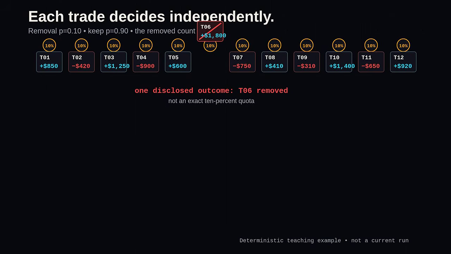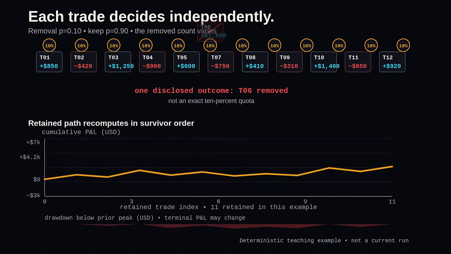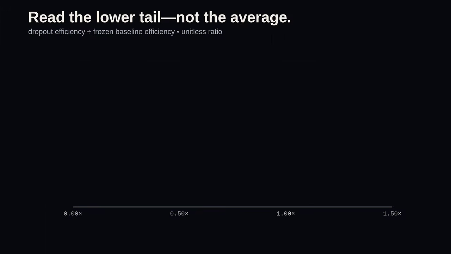Repeat that removal many times and you get a range, not one answer. Do not stop at the average. Look toward the conservative end. When missing trades are inconvenient, how much reward remains for the drawdown endured? This implementation summarizes dropout with a lower tail return over drawdown ratio relative to the frozen baseline. Read the denominator. Near 1 resembles baseline efficiency. Much smaller says the result depends on which trades survive.